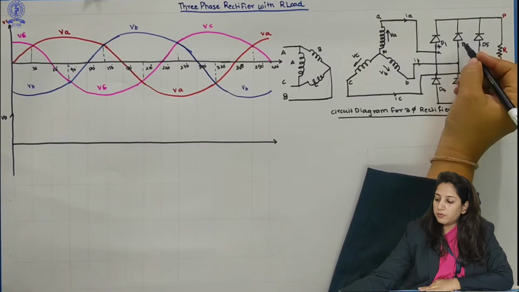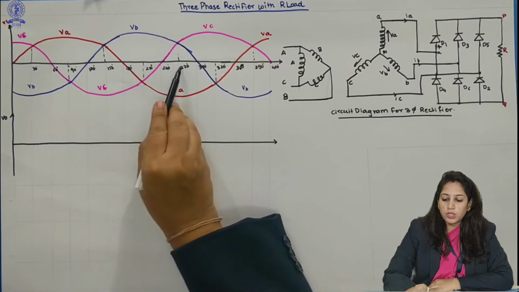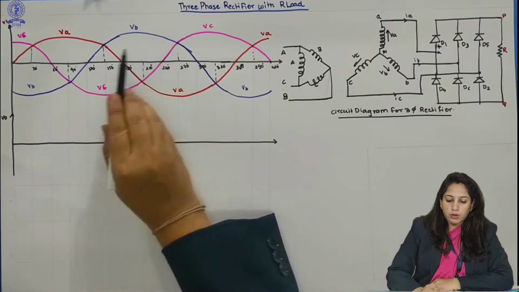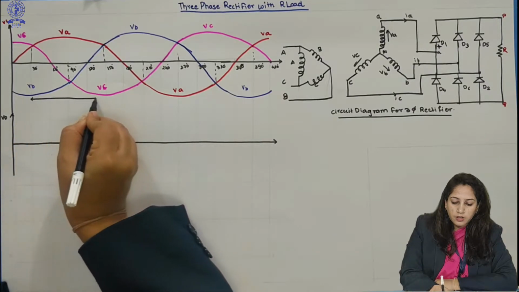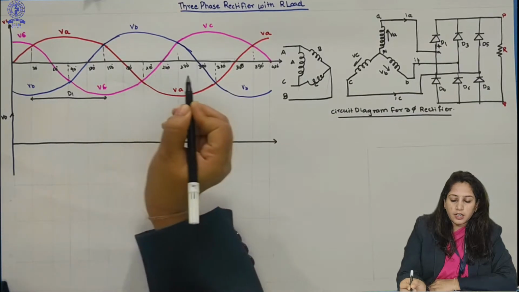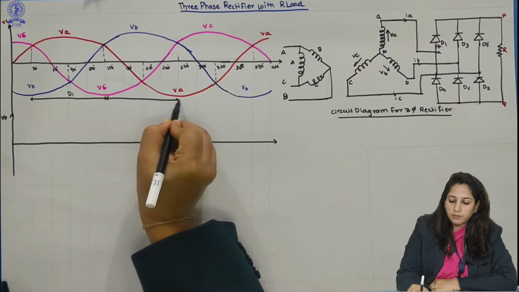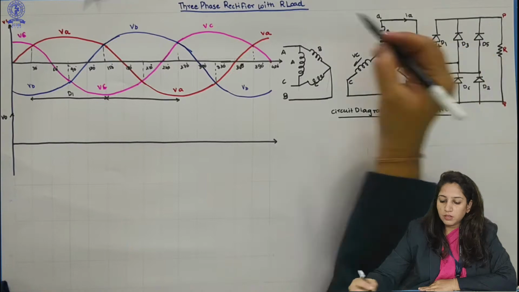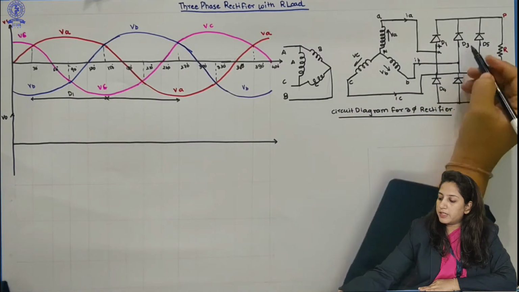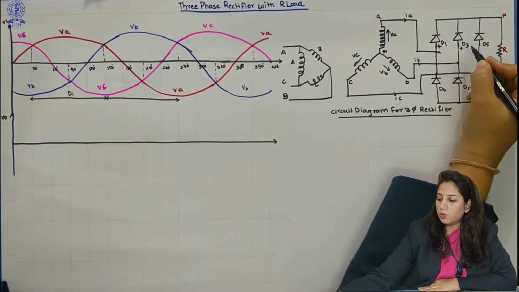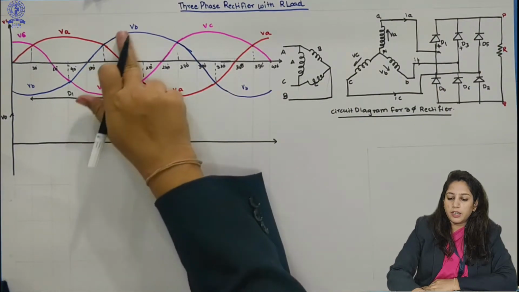As well, we will see VB. VB is more positive between 150 and 270 degrees. As I said, from 30 to 150 diode D1 is conducting. Then from 150 to 270, VB is high as compared to VA and VC, so here it will be D3. Diode D3 will be conducting at that time.